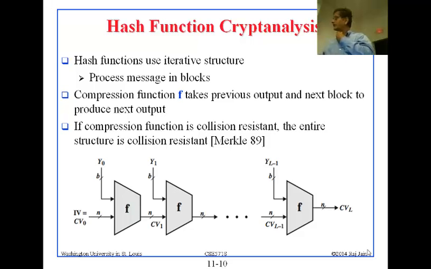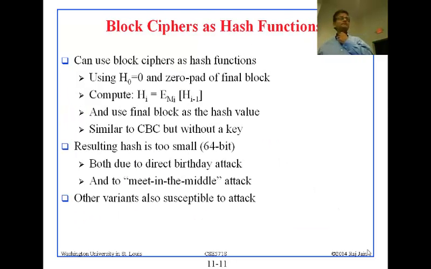These are all the blocks, y0, y1, up to y(l minus 1). At each stage, we take the output of the previous stage, combine it with the block, and hash it. At the end, you get a hash, which is a really good hash. If any of these bits are changed, then this hash will change.